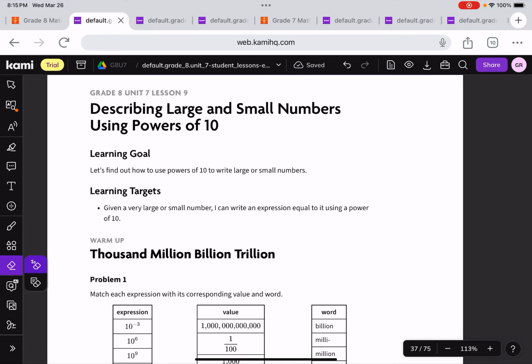Going in 8th grade. We're going to do Unit 7, Lesson 9 today. If you haven't already, hit pause on this and get out Unit 7, Lesson 9.